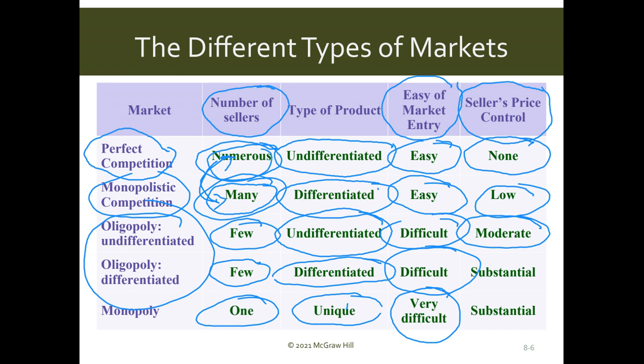For differentiated products, yes, they have substantial control over prices. Why? Because they say, our RAV4 is more expensive than Ford because we have these additional features. So because of the product differentiation, they might charge higher prices and therefore they have control over price. Monopoly has substantial control because there's no competition. There's only one firm. So when there's no competition, this firm can charge higher prices.